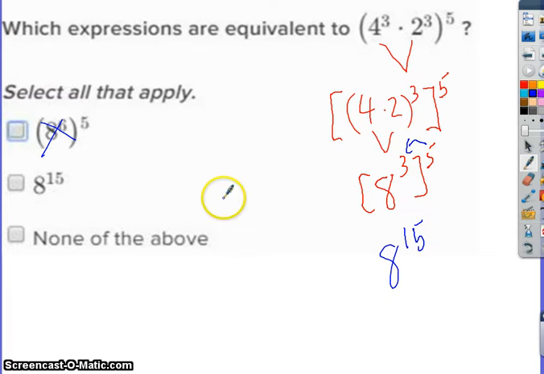Okay, and then the next one, 8 to the 15, yes, that one works, and so my answer is 8 to the 15, and pause here.